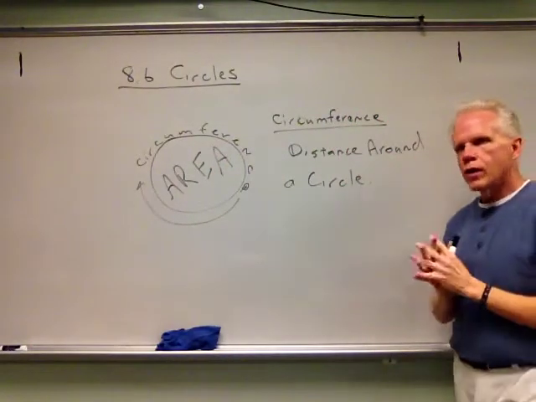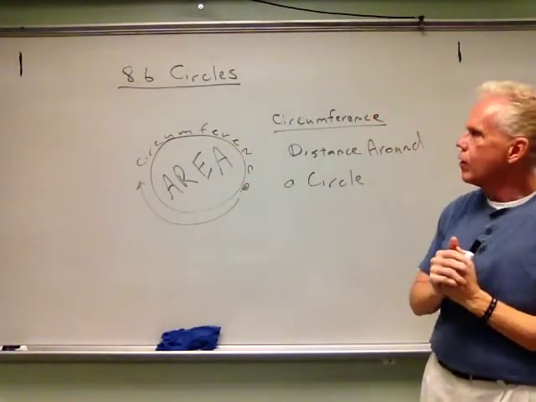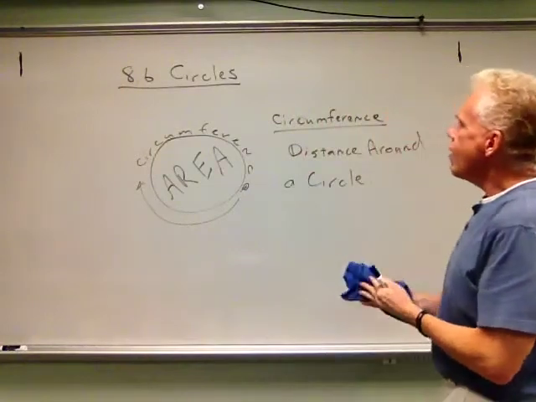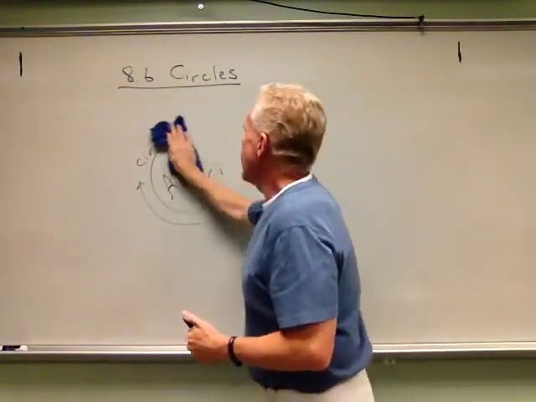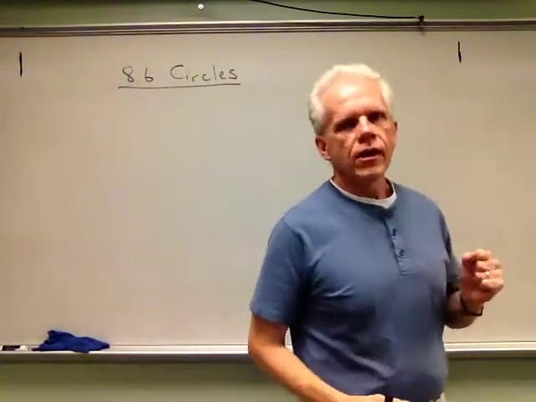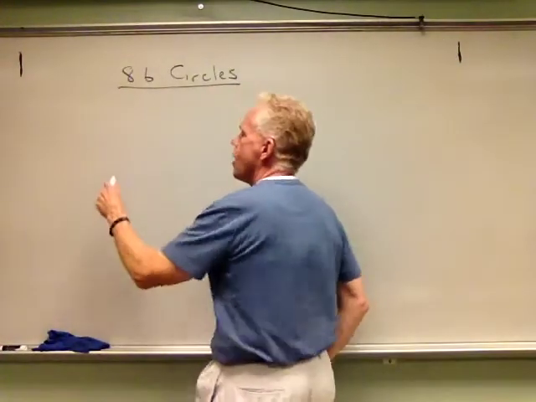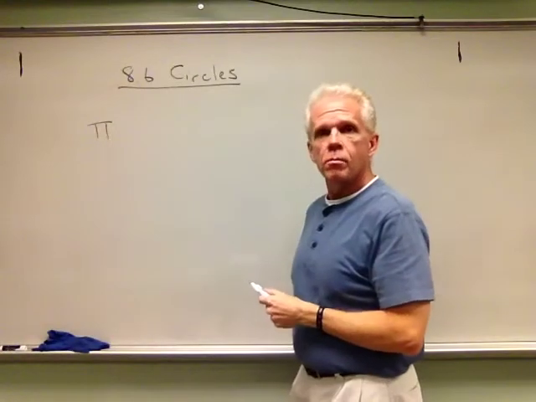So we're going to work a little bit towards working on how to figure out a circumference for a circle, as well as how to figure out the area of a circle. Okay? So, before we do that though, we've got to take a look at a magic number. The magic number we're going to look at is represented by this symbol here, and we call that symbol pi.